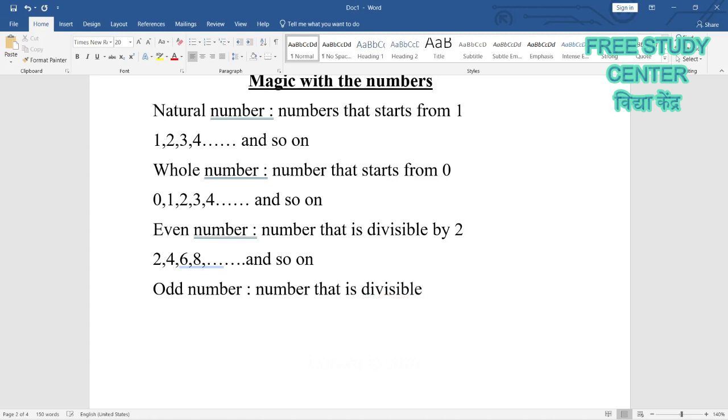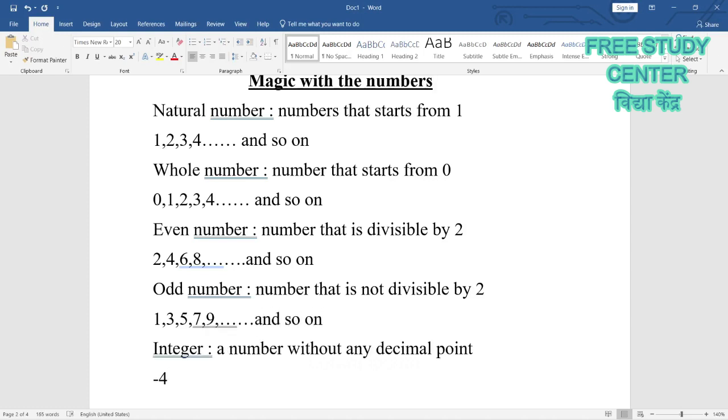Then we come to the odd number, that is not divisible by 2, like 1, 3, 5, 7, 9, and so on.